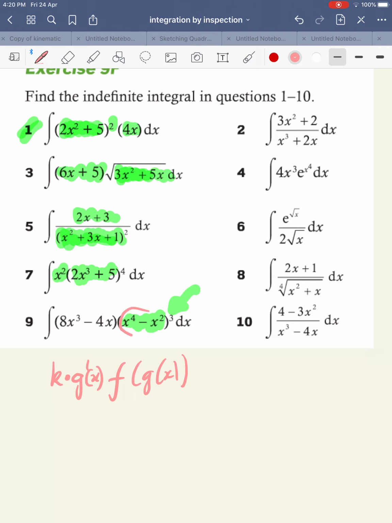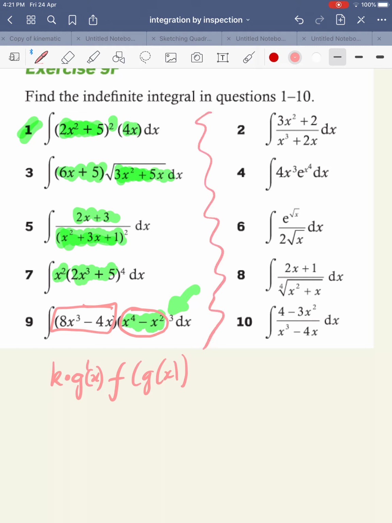So let's take this last one. Here's x to the 4 minus x squared is g of x. That's wrapped up in a cube, so the f of x is x cubed, and the derivative of g of x is 4x cubed minus 2x. And if you notice, this is just 2 times 4x cubed minus 2x, okay? So that's k times g dash of x. Right, so I mean we know those are actually integration by inspection.